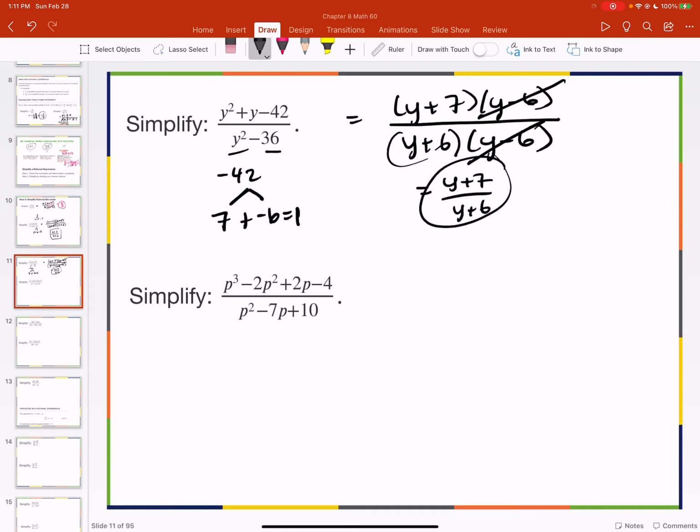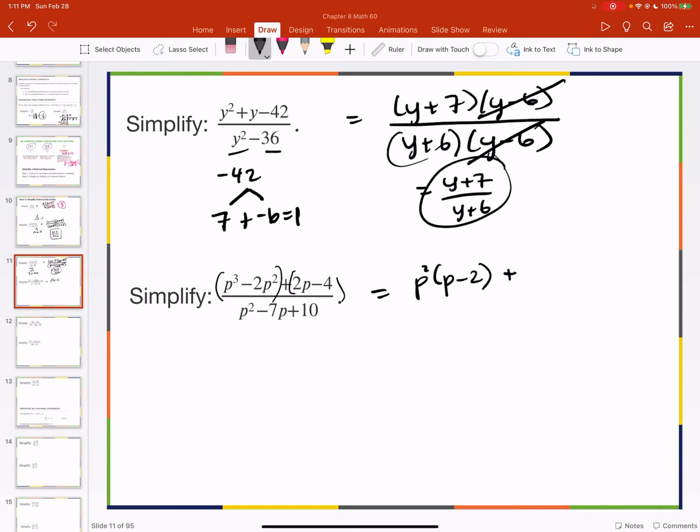All right, and then let's do another example here. It looks like you have factoring by grouping. How do we know that it's factoring by grouping? We know it's because you have 4 terms here, okay? So for here, we're going to factor by grouping these terms together. For the first 2, we can factor out a p squared. That gives me p minus 2. The second 2, we can factor out a 2. That gives me p minus 2, right?